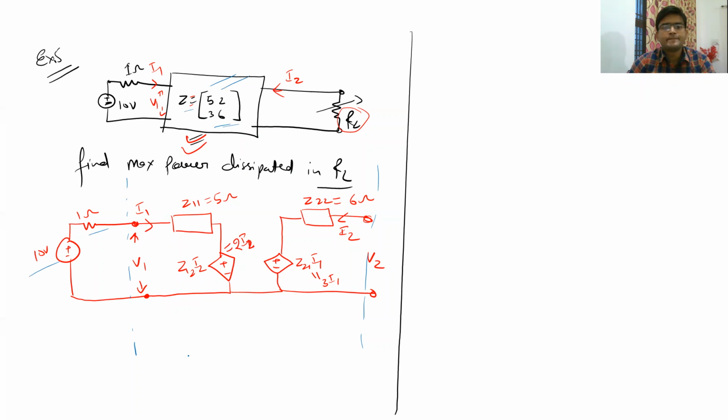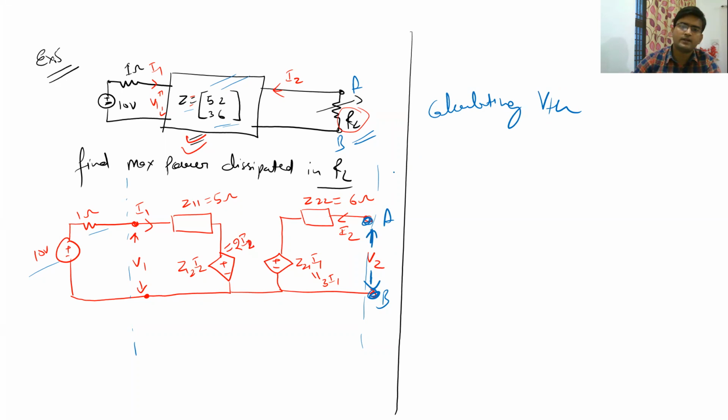So now what we have to do is, first we have to calculate the Thevenin's resistance and Thevenin's voltage of this circuit across these two terminals A and B, across which this load resistance RL was put, right? So calculating VTH. How do we calculate VTH? All we do is we have to find the voltage across these A and B terminals, and doing so, we will get the VTH value.